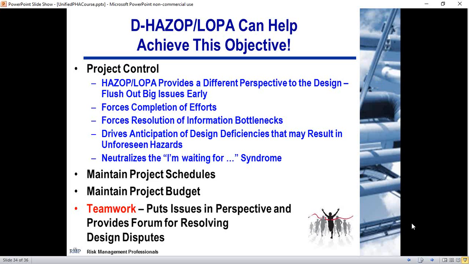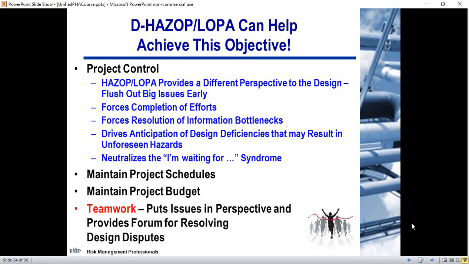It forces resolution of information bottlenecks and drives the anticipation of design deficiencies. If you've got design deficiencies for unforeseen hazards, these can come up early. And also, it neutralizes the "I'm waiting for" syndrome. It's really easy for somebody to say, well, gee, I would have designed that, but I was waiting for somebody else to get the job done. Well, the design HAZOP and LOPA makes everybody come to the table to get things done.